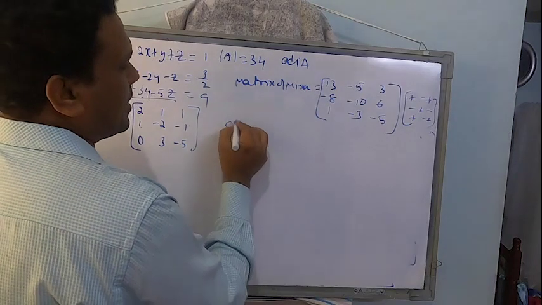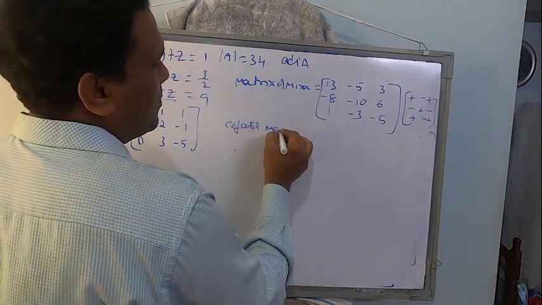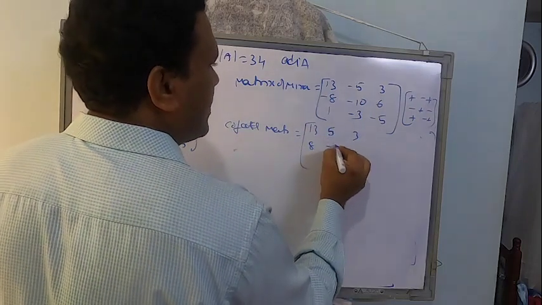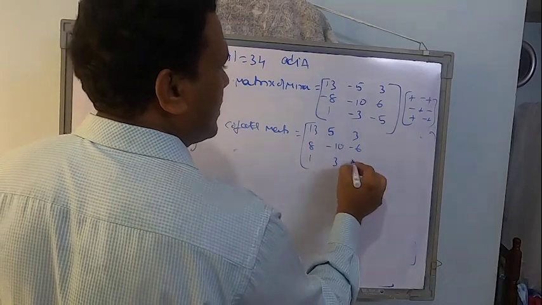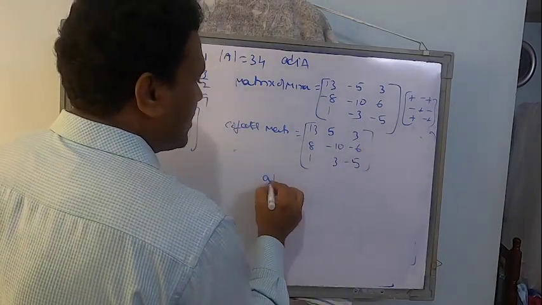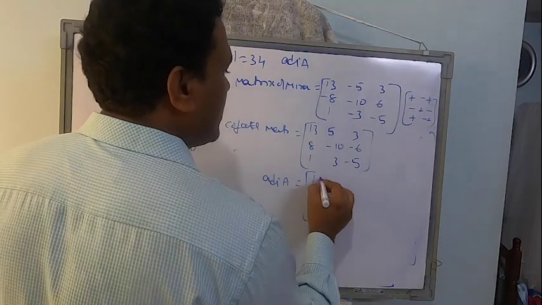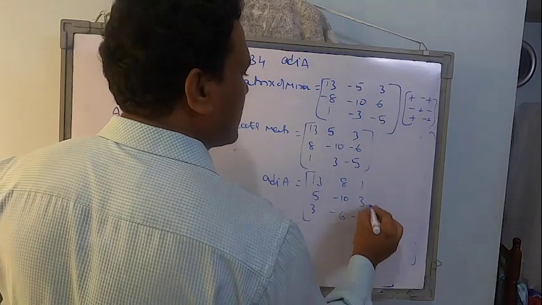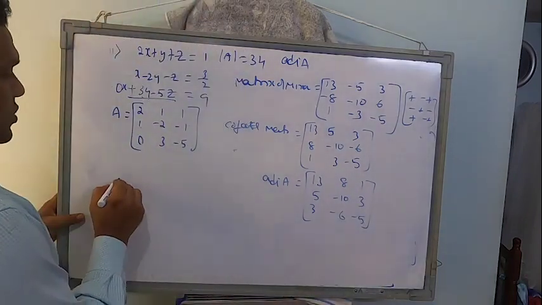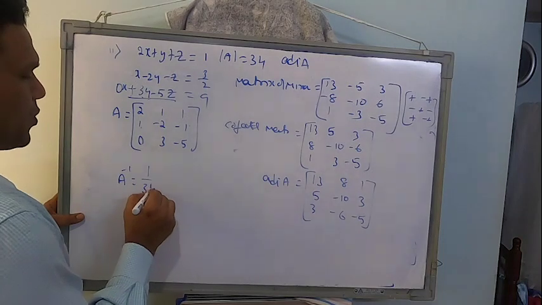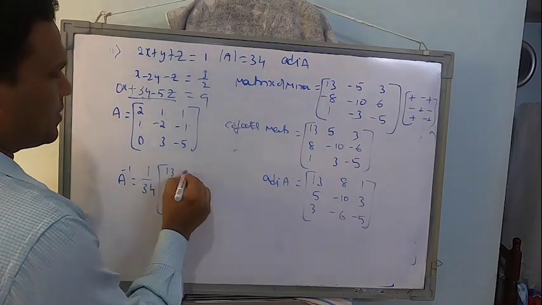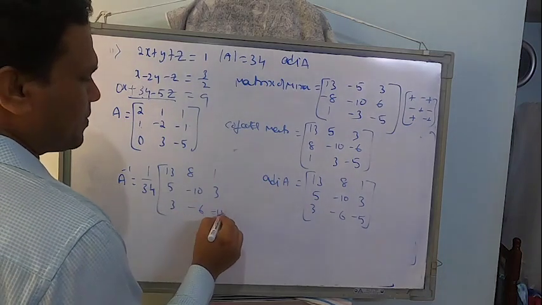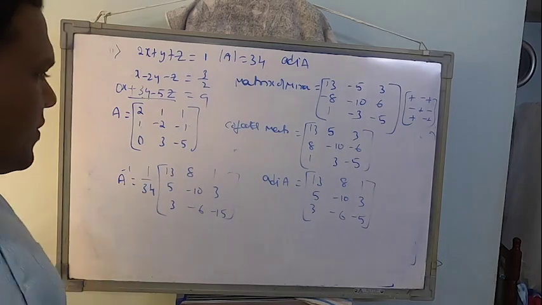Okay, so the resultant matrix will be called as cofactor matrix. So 13, 5, 3, 8, minus 10, minus 6, 1, 3, minus 5. And now take the transpose of this, that's called as adjoint. 13, 8, 1, 5, minus 10, 3, 3, minus 6, minus 5. I got adjoint. So finally construct A inverse. A inverse equal to 1 by 34 multiplied by 13, 8, 1, 5, minus 10, 3, 3, minus 6, minus 5. So I just want to cross verify my answer once.